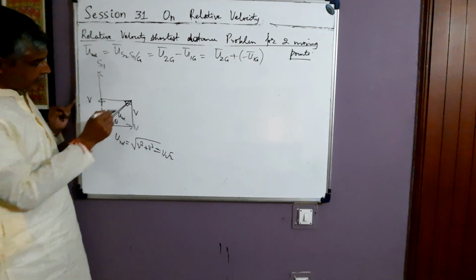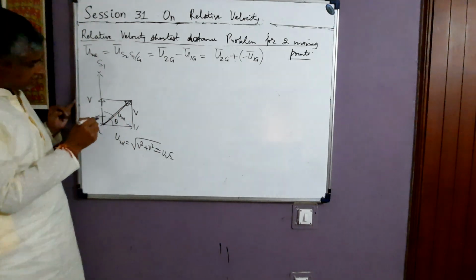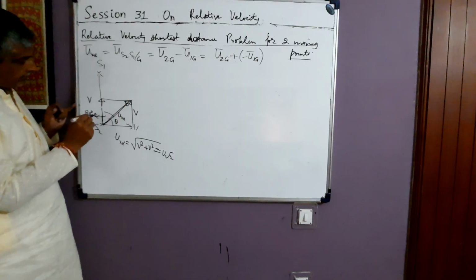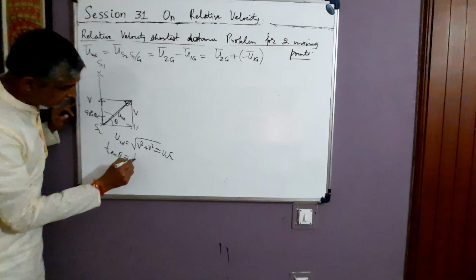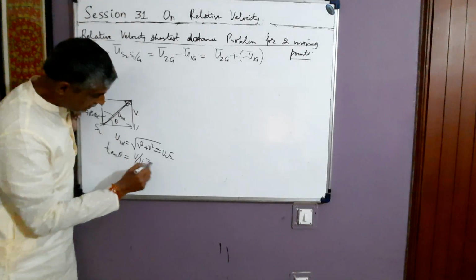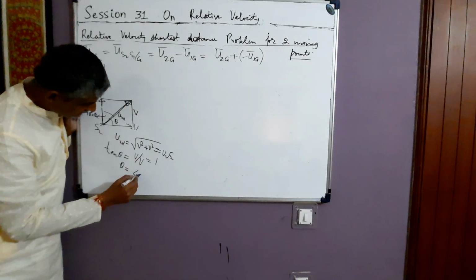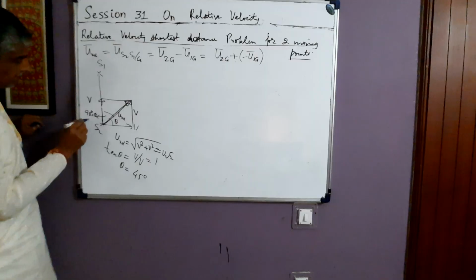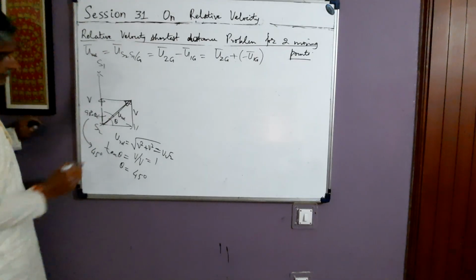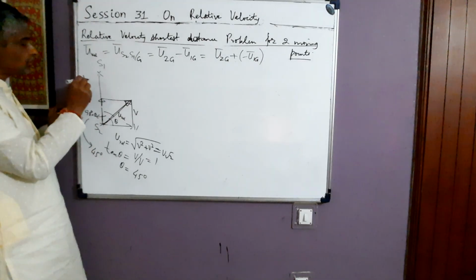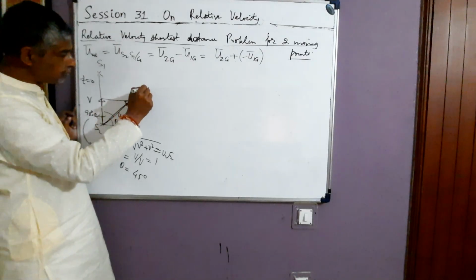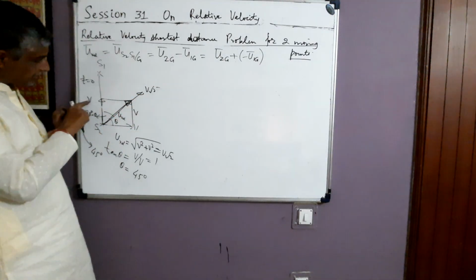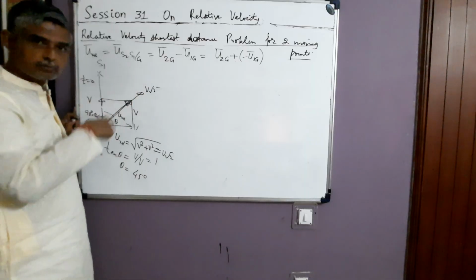This is theta. This is also 90 minus theta. Tan theta is equal to V by V, that is 1. Theta is just equal to 45 degrees. So 90 minus theta is also 45 degrees. So at time 0, this is the situation. S1 is here, S2 is here. S2 is moving at a speed of V root 2 along the bisector of these two, in the northeast direction.